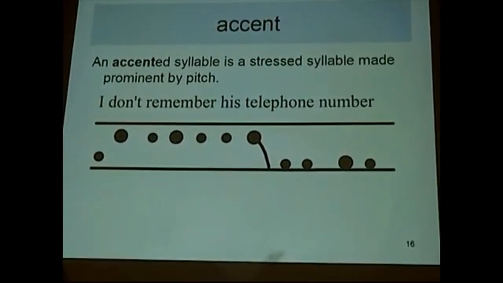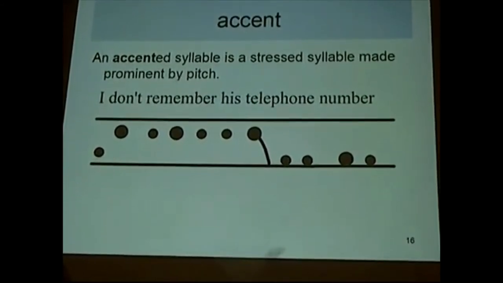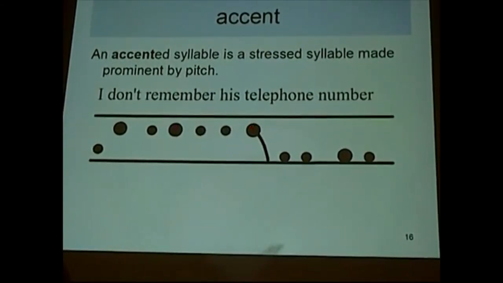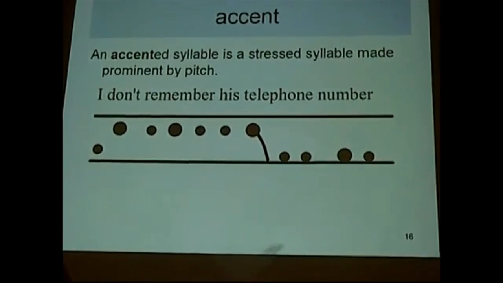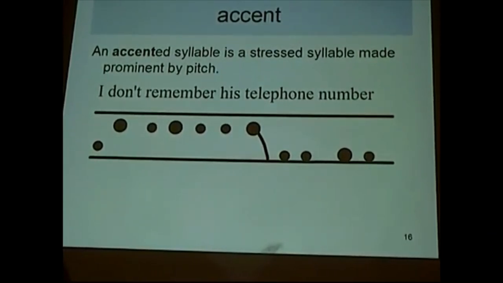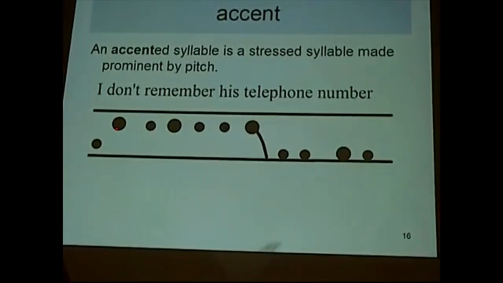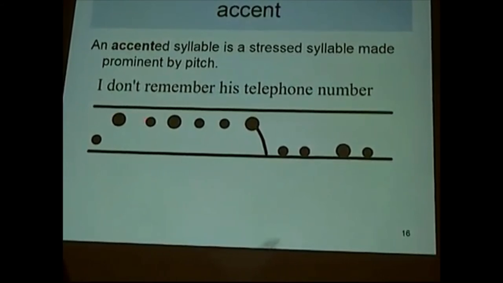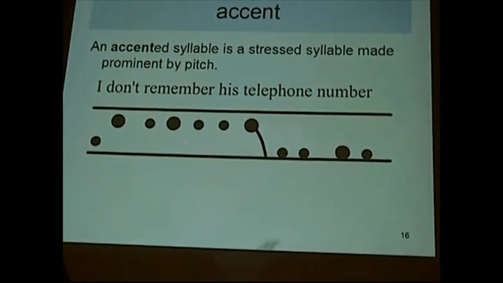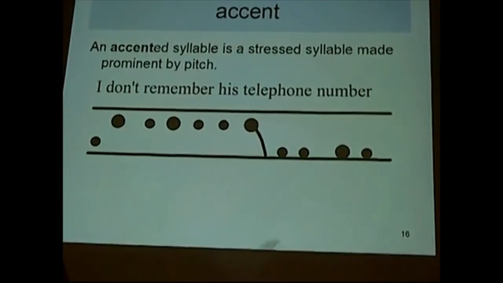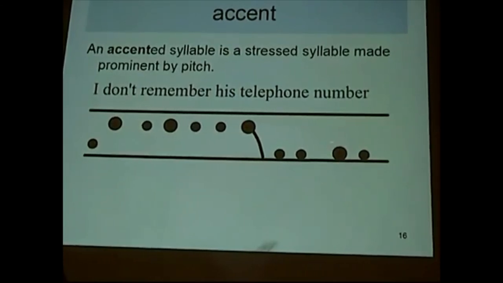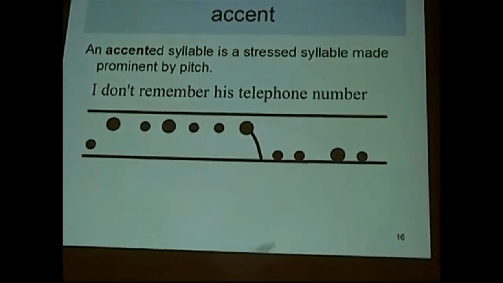As you now see, the large dots mean stresses and the small dots are unstressed. So the stresses are here, here, here, and here. There are four stresses, as I was saying it. But only two of those stresses have something remarkable happening in the pitch. The first one does. Pitch goes up. Second stress, nothing happens. Just the same pitch. Third one is the one at the beginning of telephone, pitch is coming down. And then here's a stress, which continues a low pitch.